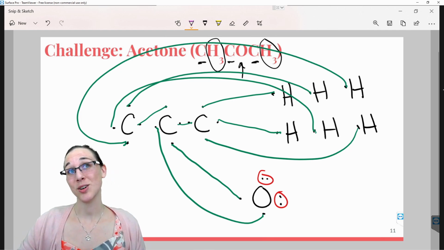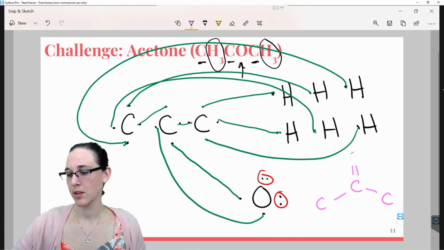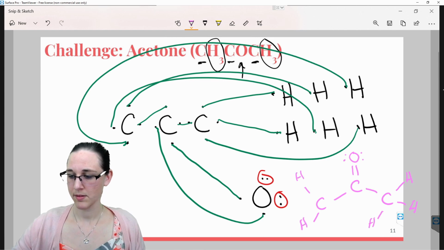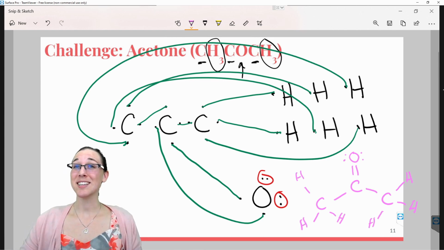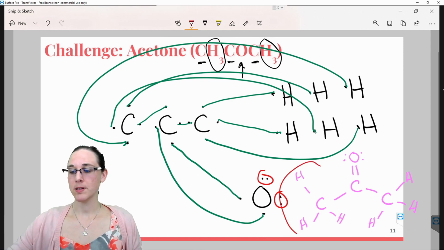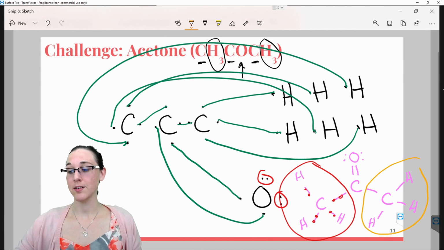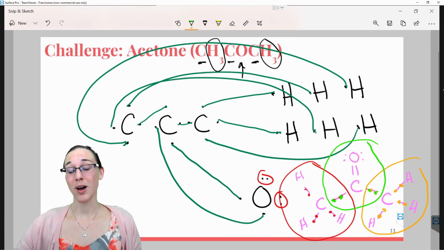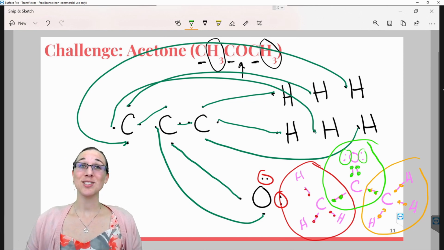What we find is that acetone looks like this. Notice here, it's a little bit different than what you've seen before. From this carbon's perspective, it has its octet. From this carbon's perspective, it also has its octet. And finally, from the middle carbon's perspective, it has its octet in two single bonds and a double bond. And we've also left the lone pairs on oxygen completely alone. That is the structure for acetone.